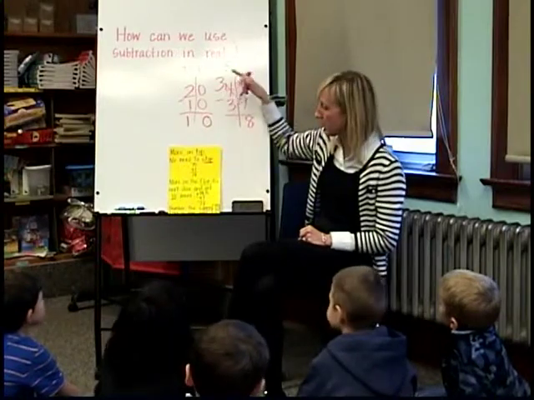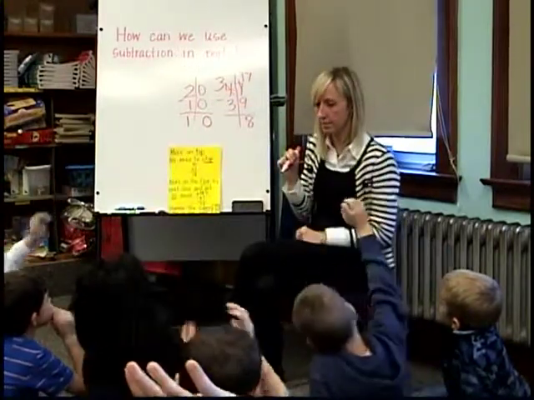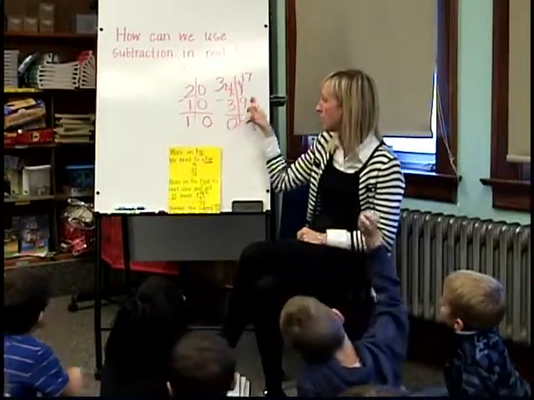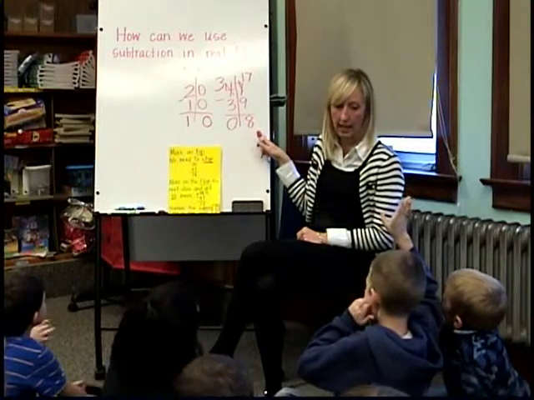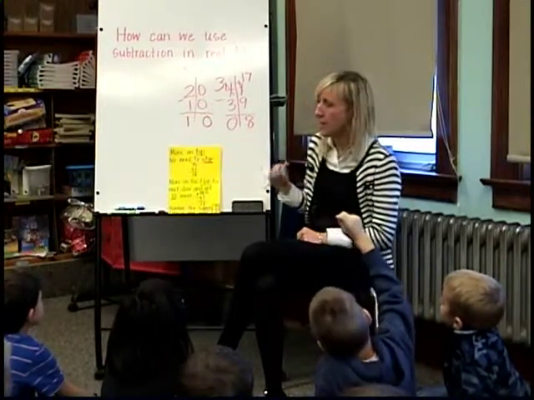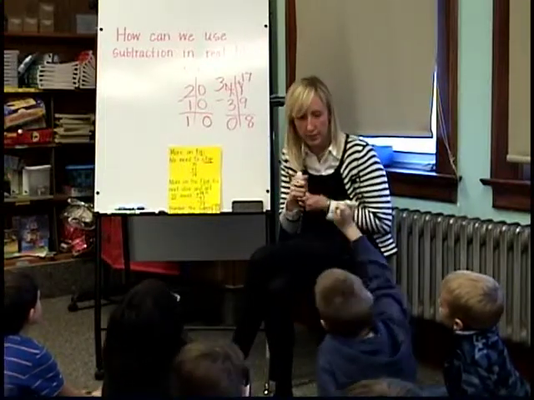So I go over to my 10 side. What's 3 minus 3? 0. So 47 minus 39 is 8. Our difference, the answer, is 8. This is going to take practice to make perfect.